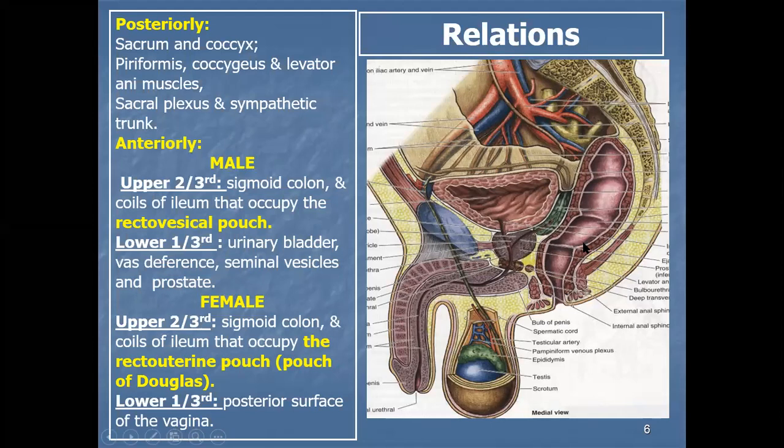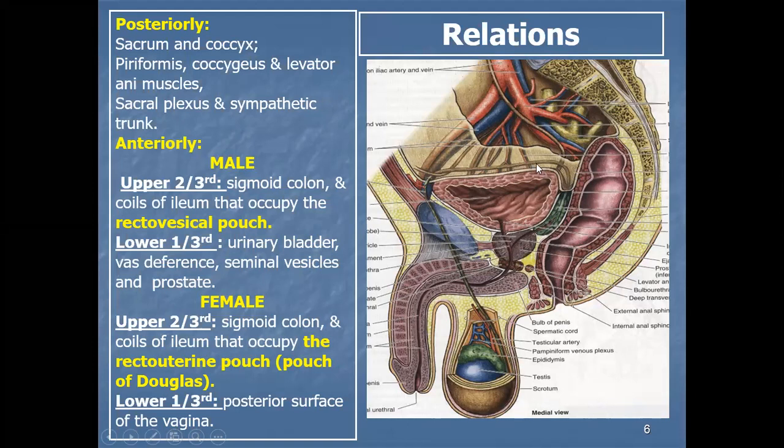Anteriorly, we have seen the relations. There are slight changes in male and female. In case of the male, the upper two-thirds will have the sigmoid colon. Here there is sigmoid colon, which is sitting here, and the coils of the small intestine, that is the ileum, will occupy the upper two-thirds.